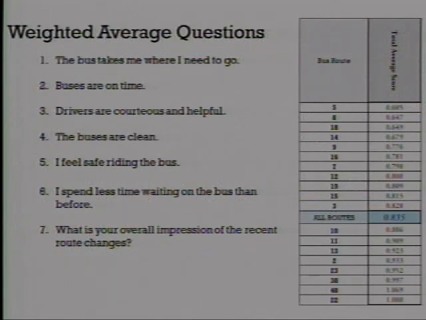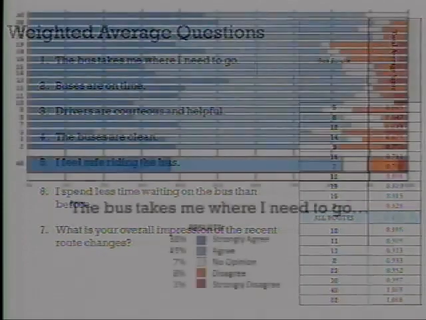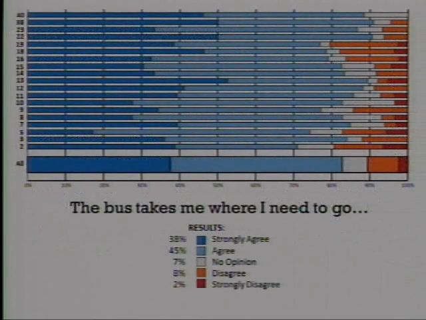And on the right, you can see how all the routes that we surveyed compare to one another. At the bottom is the highest score, which equates to the highest level of satisfaction. At the top is the lowest average level of satisfaction for the riders surveyed. So I'm just going to go through these real quick.